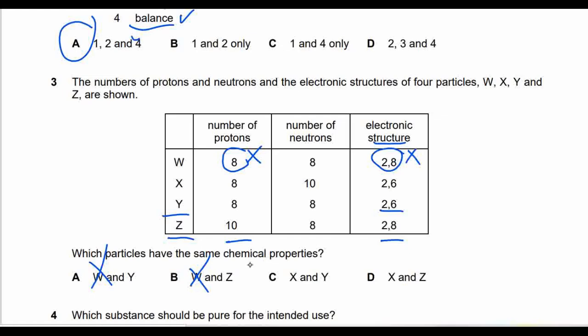So if it's between X and Y or X and Z, we see X has a valence electron of 6, so it should be 6. So X and Y will be the answer because they have the same valence electrons in the outer shell. So that will be the answer C.